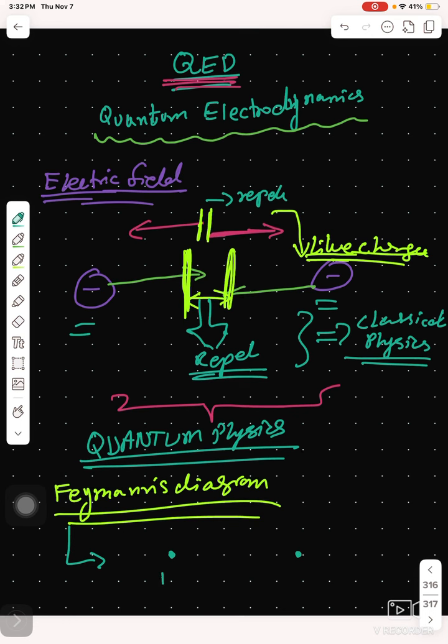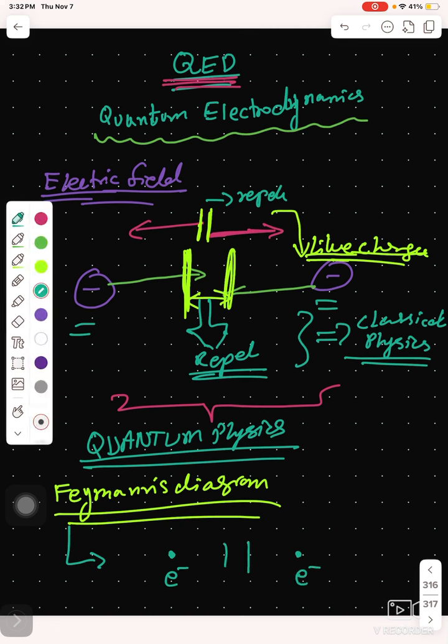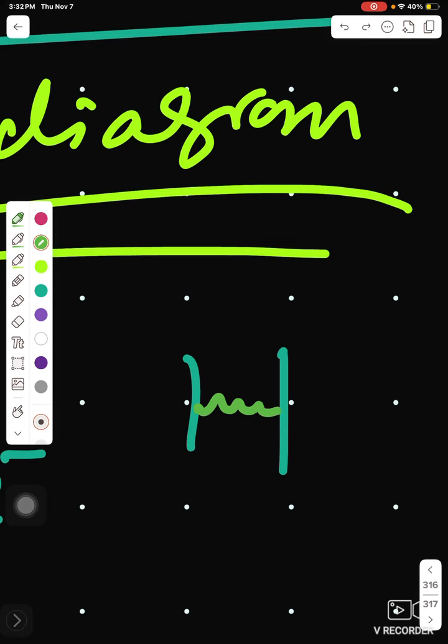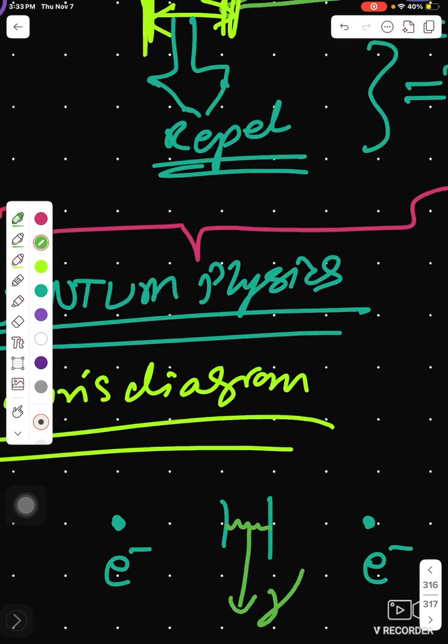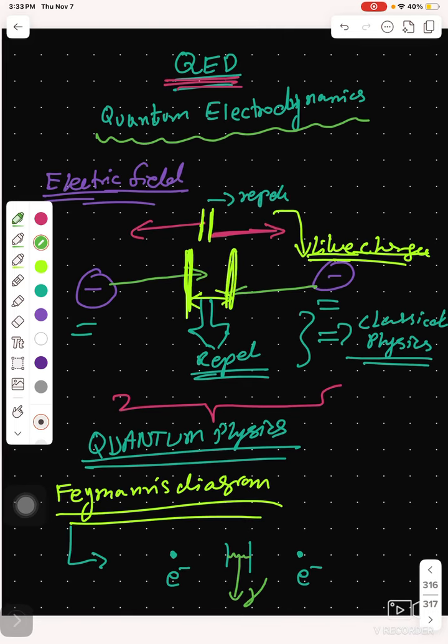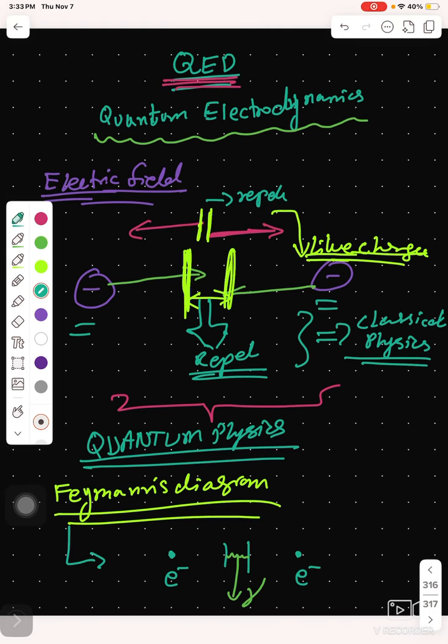suppose these electrons, when they are coming close to each other, at the point they come close, what happens is that in between they exchange not an electron, but a gamma or photon. What that photon exchange causes is that it will act as an opposite force. That exchange will act as a force which will push the electrons away from each other.